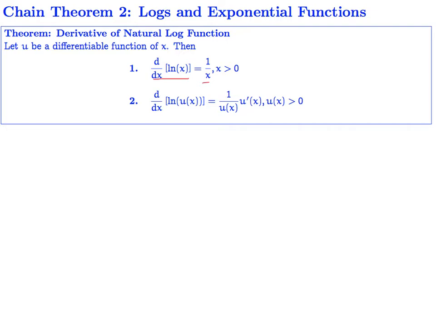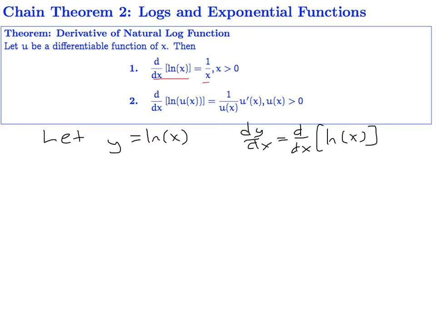To think about why the first one is true, let's consider the function y equals the natural log of x. We want to find the derivative dy/dx, so we would want to find the derivative of the natural log of x. The problem is that's exactly what we want to find. So instead, we know what this means: y equals the natural log of x is the same thing as saying e to the y is equal to x. And now we can take the derivative of both sides.